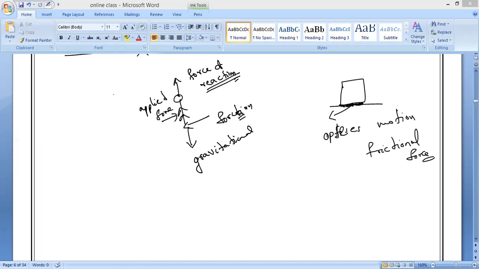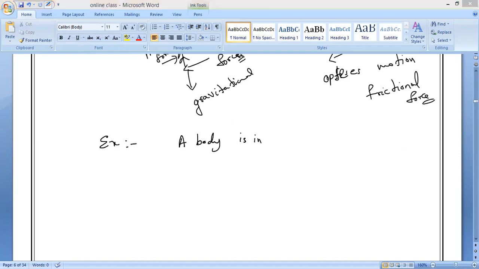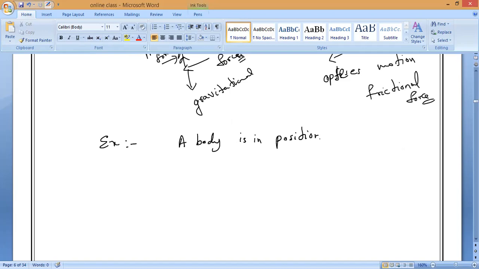Right. Now, in which objects can you give examples of balanced forces? Any two examples. Either the body is in rest, or the body is moving in which motion? Uniform motion. In both we can say no net force is acting on it. Please write it. Examples: a body is in the position of rest, and one more thing, a body is in uniform motion.